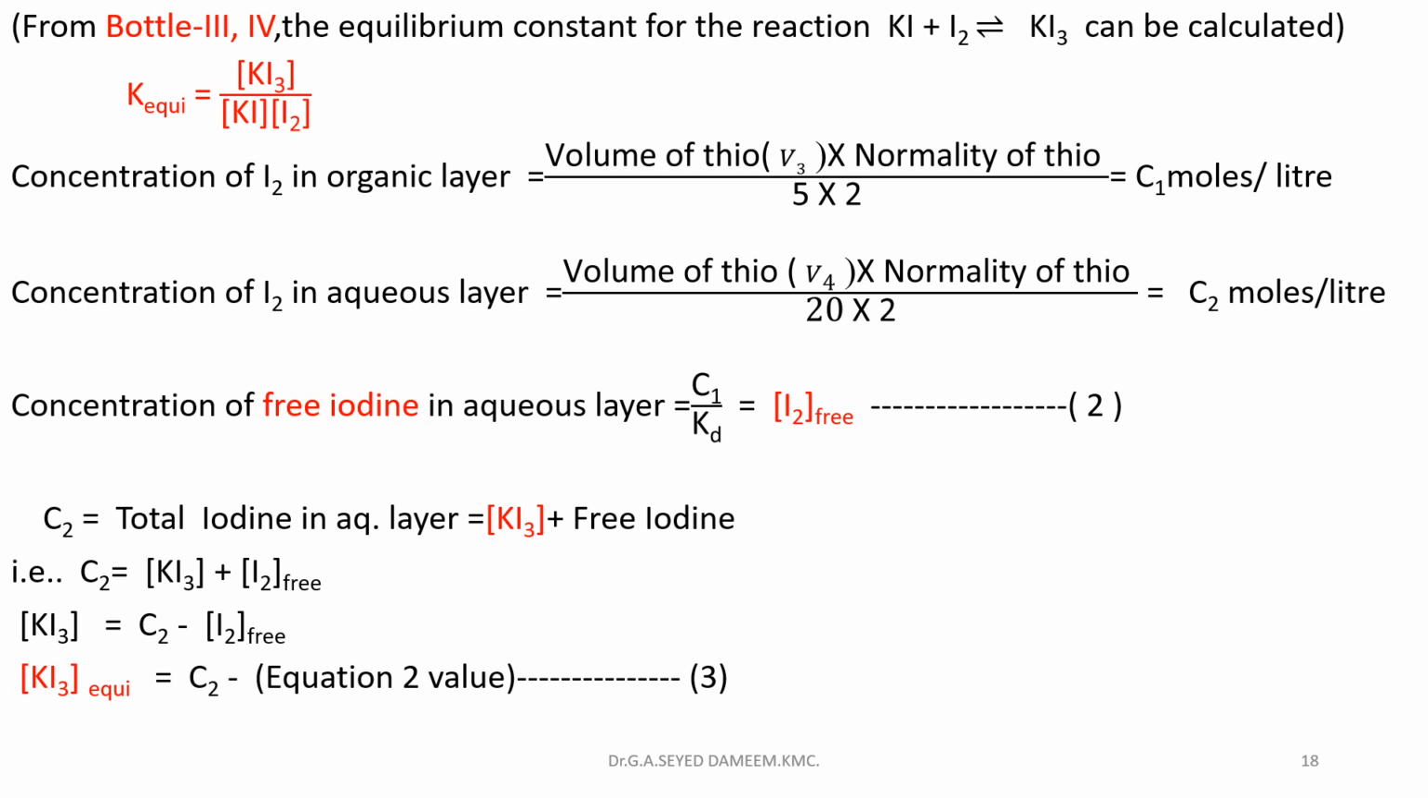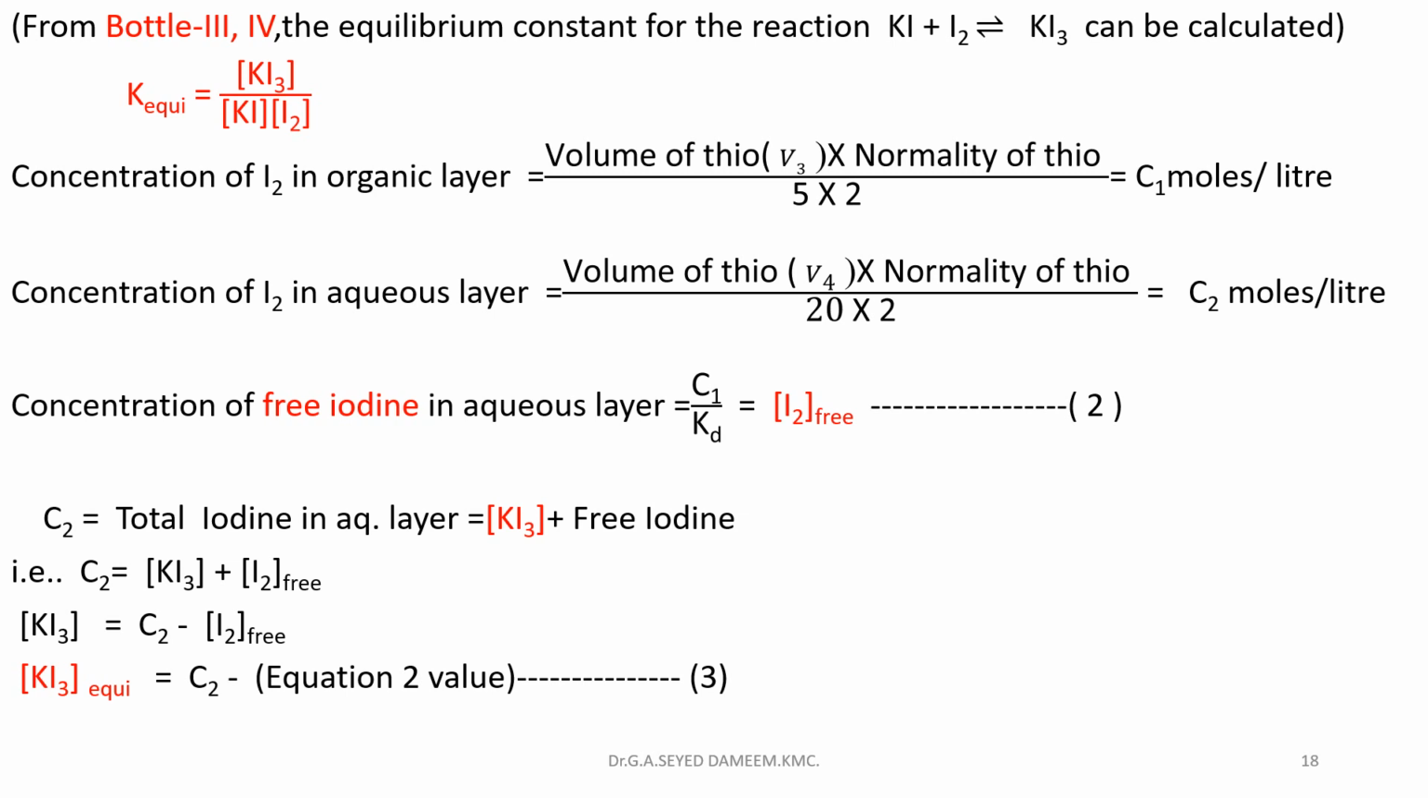So for the concentration of iodine in the organic layer, for bottles 3 and 4 the titer values are indicated as V3 and V4. For the organic layer it is V3, and for the aqueous layer the value is V4. The concentration is volume of thio into normality of thio divided by 5 into 2. The answer is in moles per liter. Similarly, the concentration of iodine in the aqueous layer is determined by V4 into normality of thio divided by 20 into 2. The 2 is to change the normality into moles per liter.